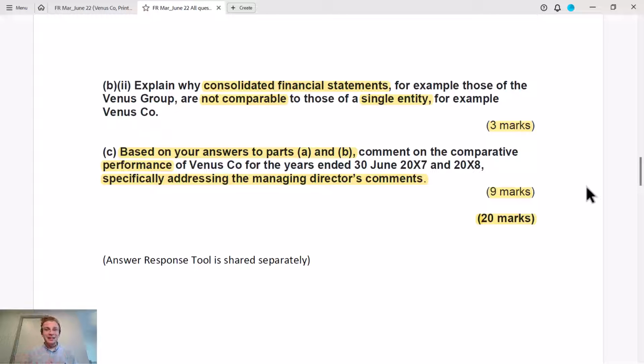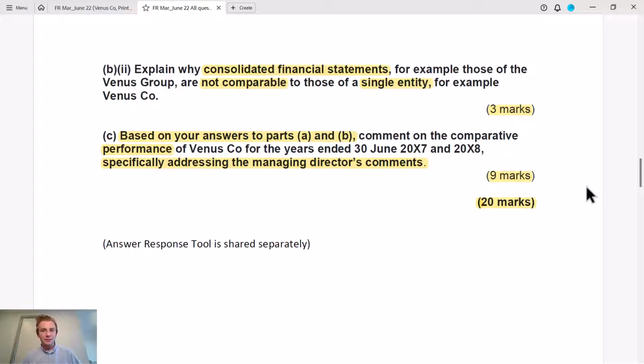So what I'm getting at is you can't compare apples with oranges, and that is where it is not a valid comparative for you to be using a single entity versus a consolidated financial statement. 3 paragraphs, and so you've got the best chance of getting the full 3 marks.